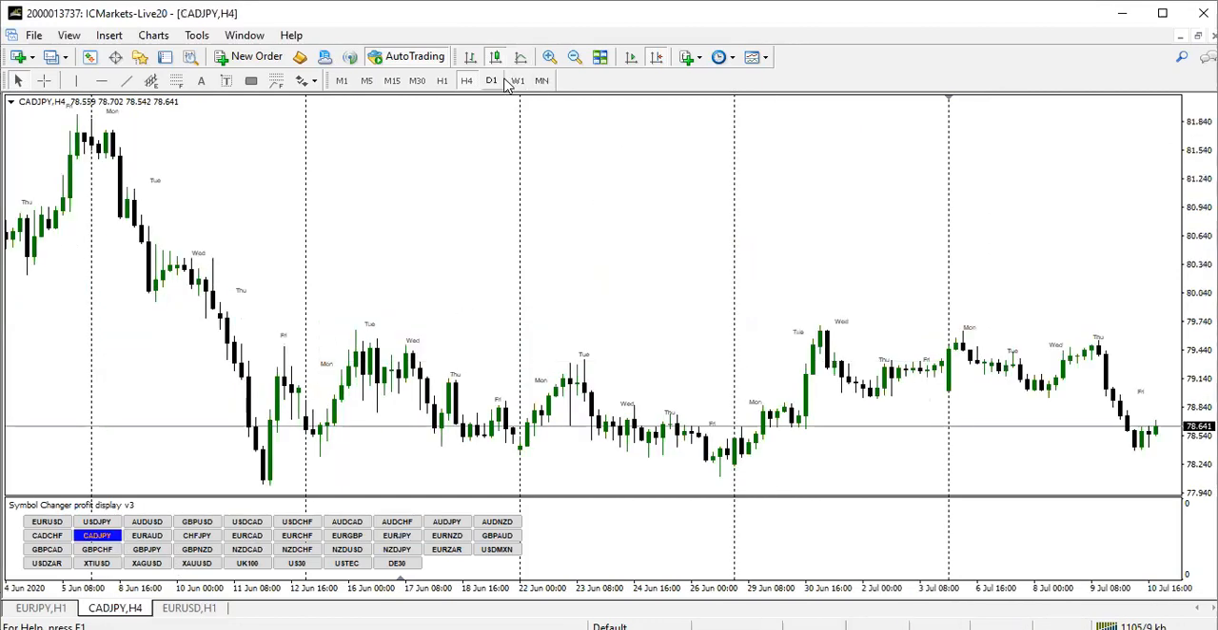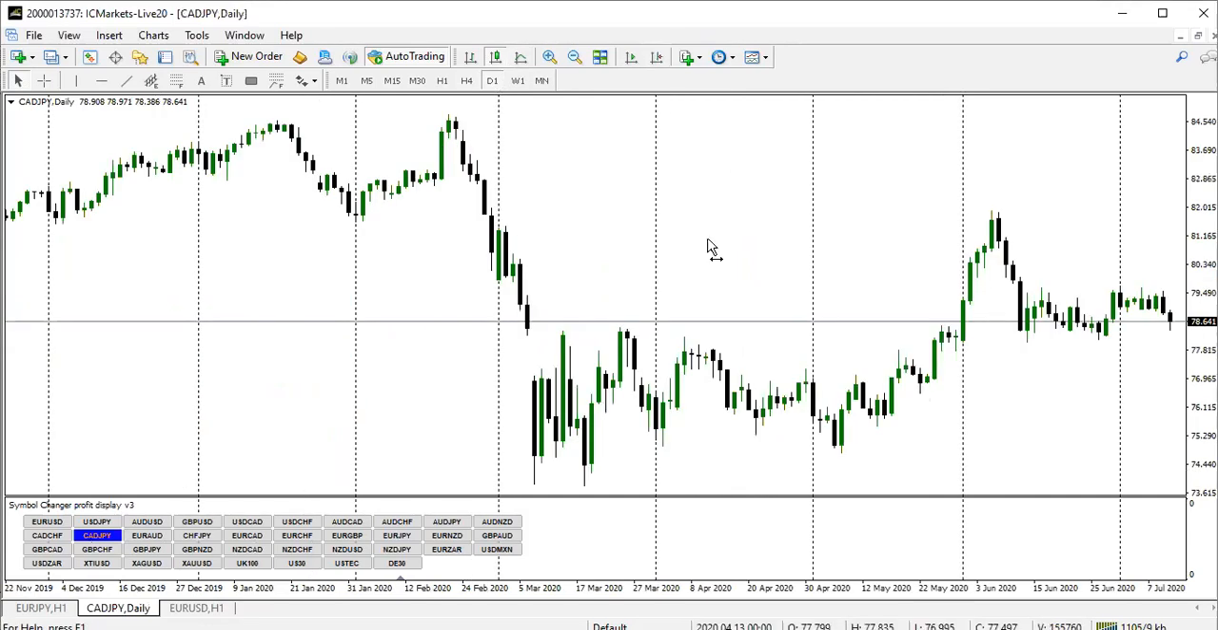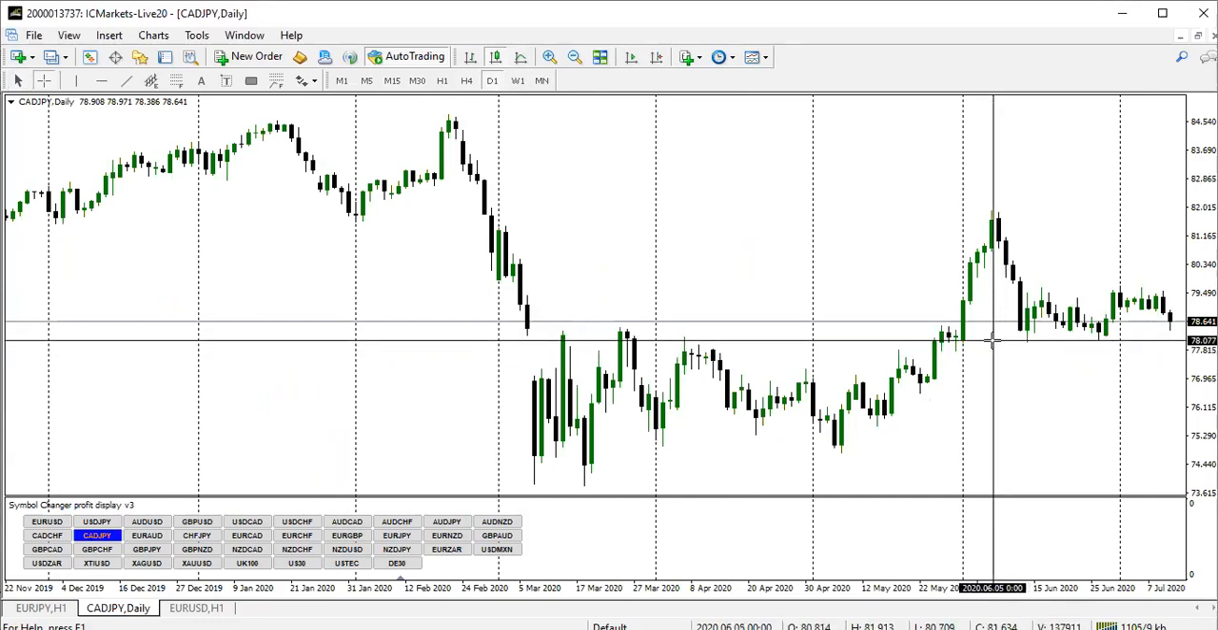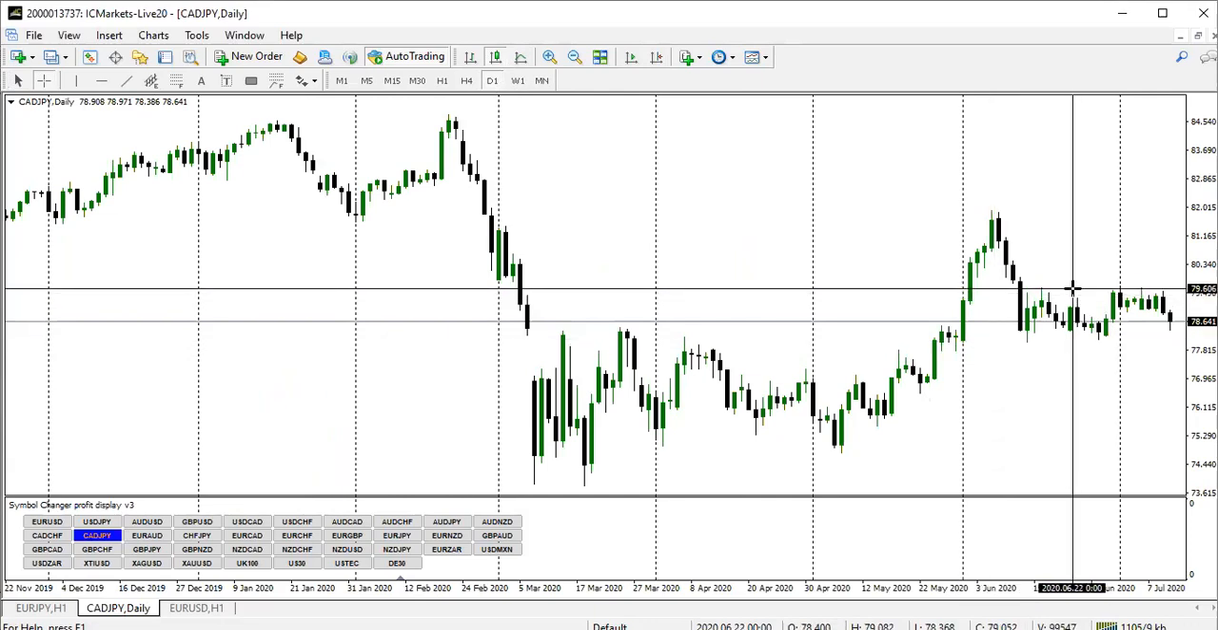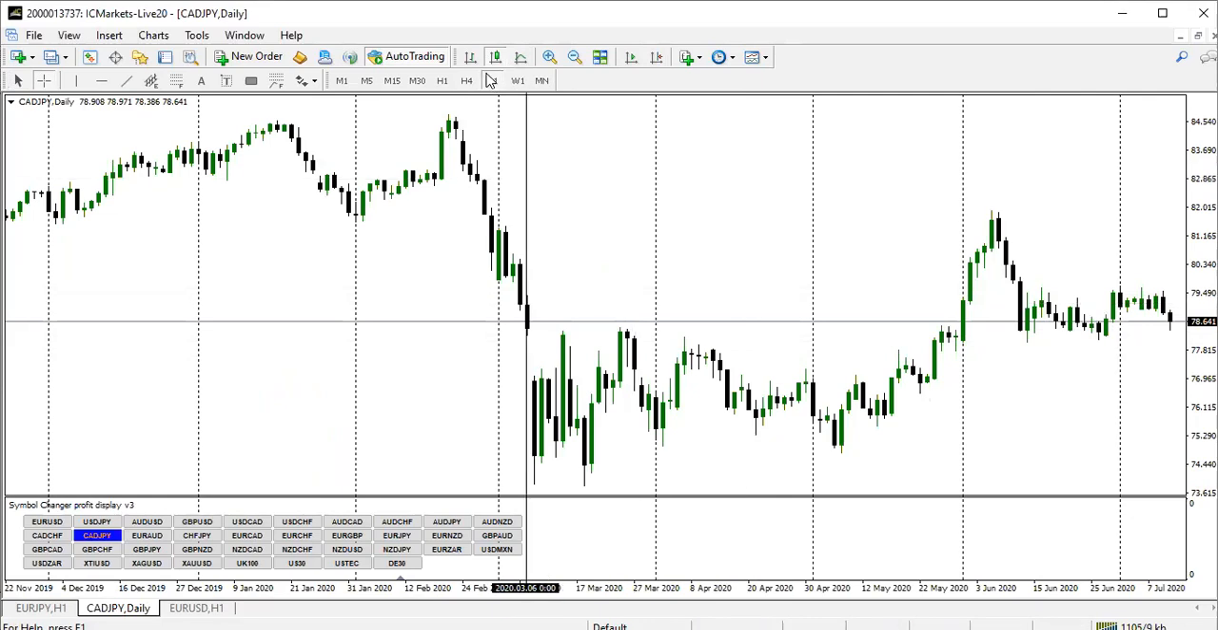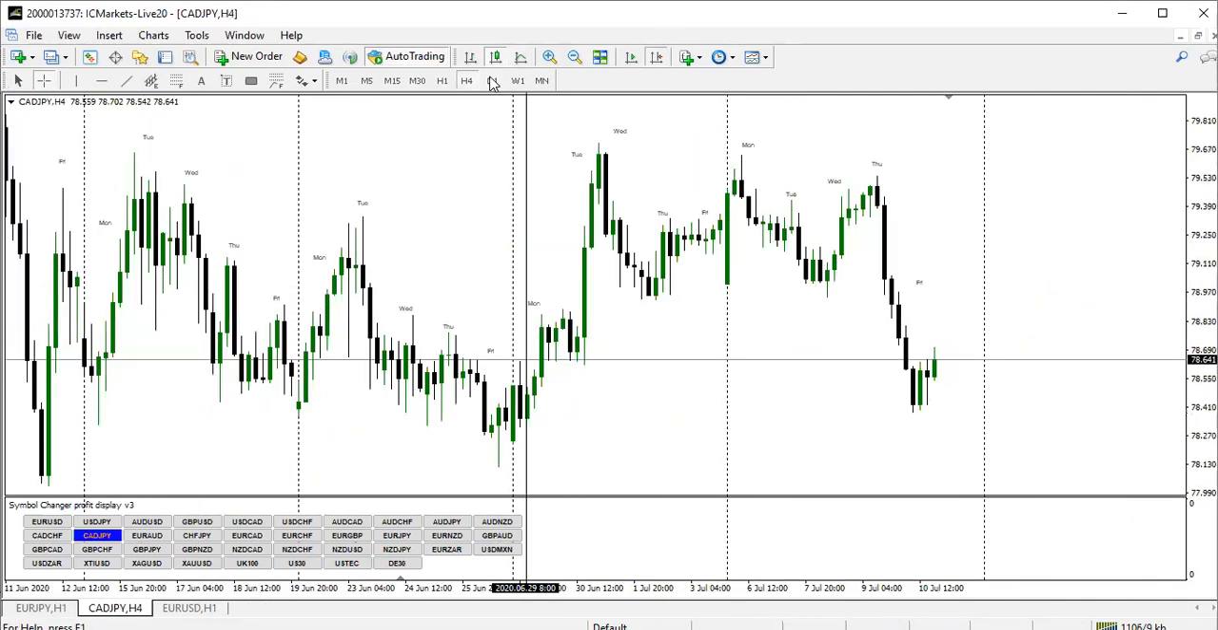Then on CADJPY, on the daily time frame, this market is still up. This is actually like an accumulation that this market is giving us here. Accumulation phase, and this market has not really given us any manipulation to the downside. Well, let's see the 4 hour time frame, if we will be clear.